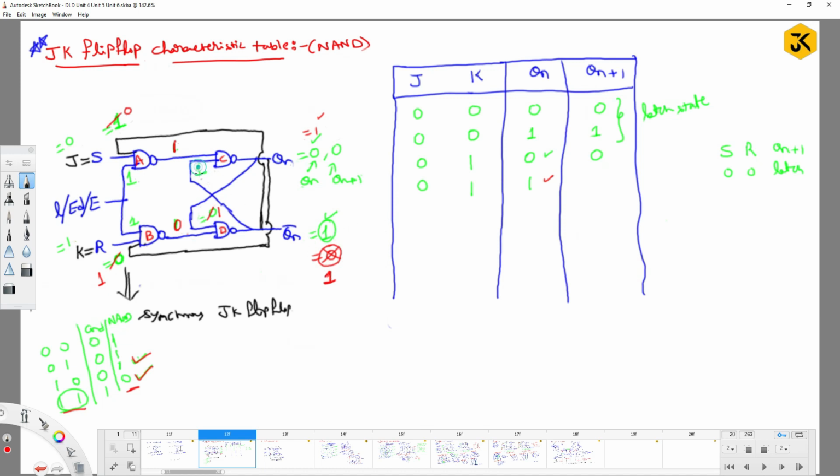1, that 1 will be sent here. 1 with 1 over the NAND gate, you are going to get 0. Means here Q1 is 1, Q1 plus 1 is 0. Now try to analyze. This 0 will be sent back to here. This 1 will be sent to here. Right? We are going for further iteration whether it is working fine or not, right?